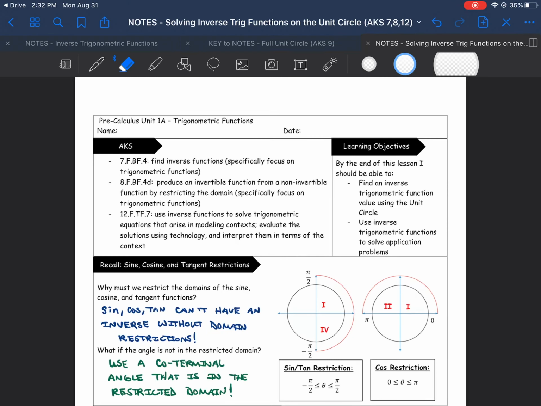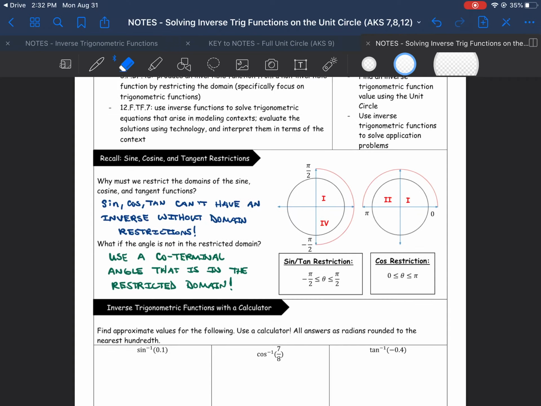In today's video, we're going to continue looking at inverse trigonometric functions, and we're going to look at solving inverse trigonometric functions on the unit circle. By the end of this video lesson, you should be able to find an inverse trig function value using the unit circle and use inverse trig functions to solve application problems. Let's go ahead and get started here.